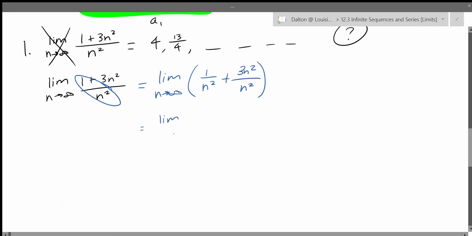This is the limit as n approaches infinity of. There's nothing to simplify with 1 over n squared, so we're going to leave that alone. 3n squared over n squared, what is that?